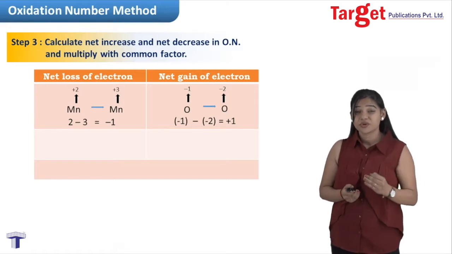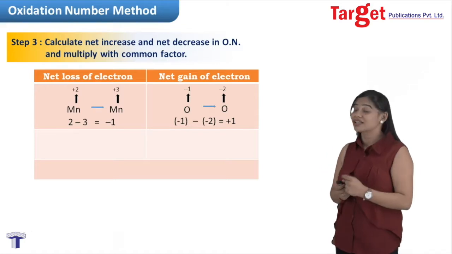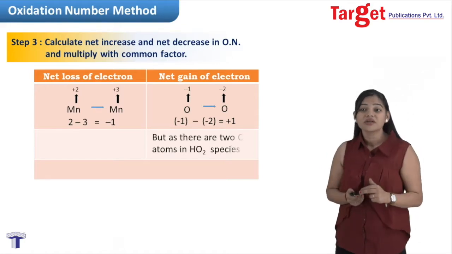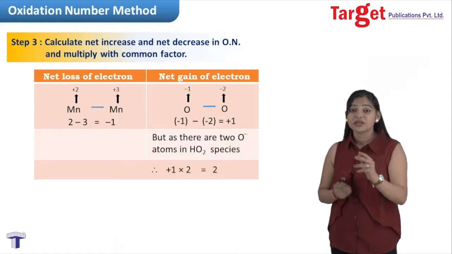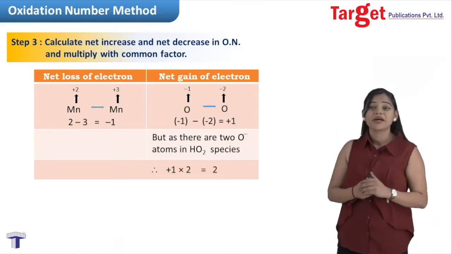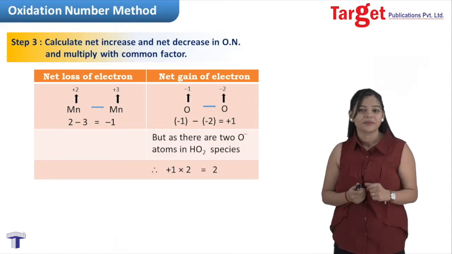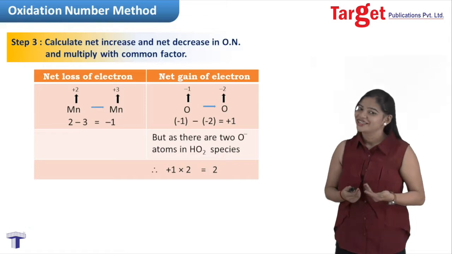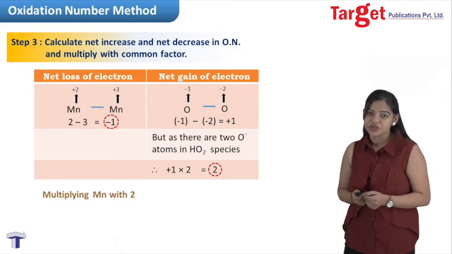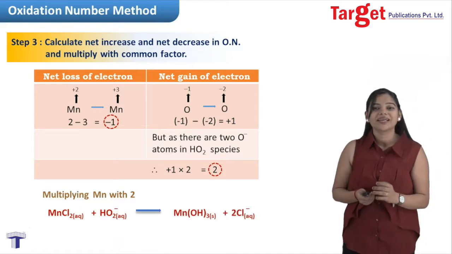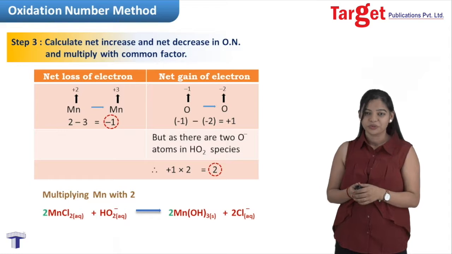But students, if you notice here, in our question, there are 2 oxygen atoms present in the reactant side. So here we multiply the oxygen factor with 2. So here the number of electrons gained by oxygen will be 2 and number of electrons lost by Mn is 1. So how do I balance this? Yes, I balance it by multiplying with a common factor of 2. So here in the reaction, we'll multiply MnCl2 and MnOH thrice by the number 2.